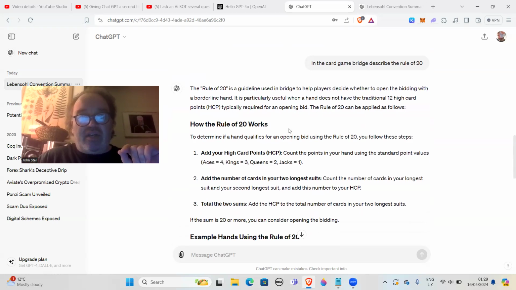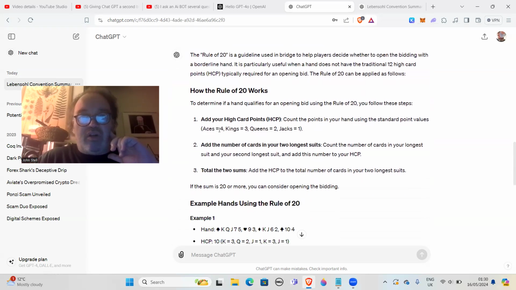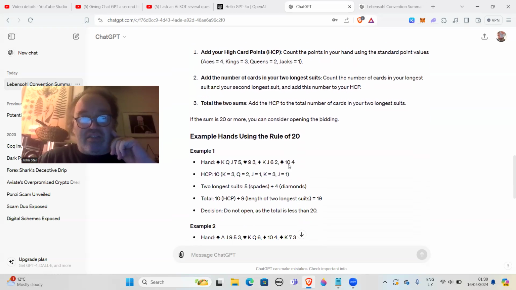Okay, so how the rule of 20 works. To determine if a hand qualifies for an opening bid, use the rule of 20. You follow these steps. 1. Add your high card points. Count the points in your hand using the standard point value. 2. Add the number of cards in your two longest suits. Count the number of cards in your longest suit and your second longest suit, and add this number to your high card points. 3. Total the two sums. Add the high card points to the total number of cards in your two longest suits. If the sum is 20 or more, you can consider opening the bidding. Perfect. That's a good answer.